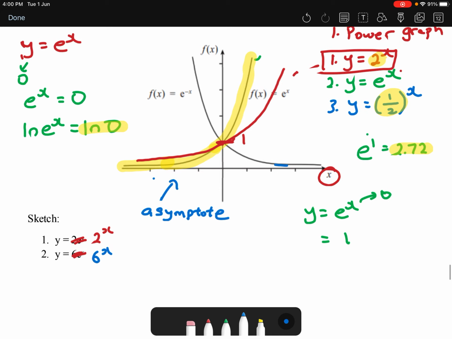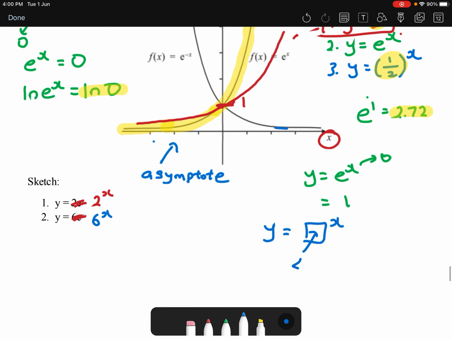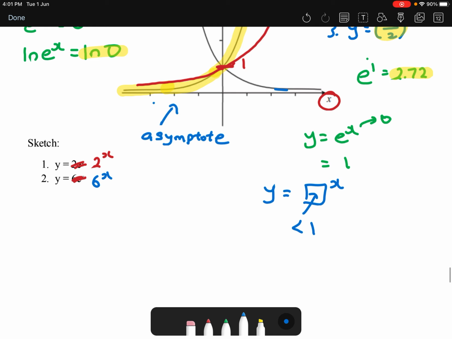Next is y equals half to the power of x. How do I sketch it? Whenever you see y equals some number to the power of x, and this number is less than 1, you can't sketch the power curve directly. You need to make sure that whatever is inside the base is more than 1. Of course, we can use our indices laws to help us sketch. So half is just 2 to the power of minus 1, to the power of x. So y equals 2 to the power of minus x. Now my base is more than 1 already.